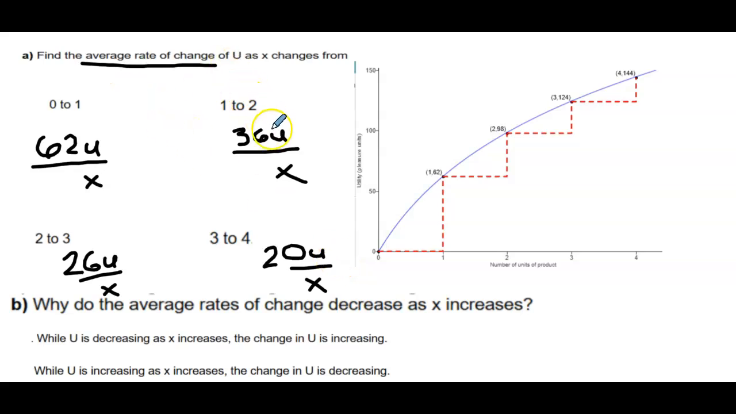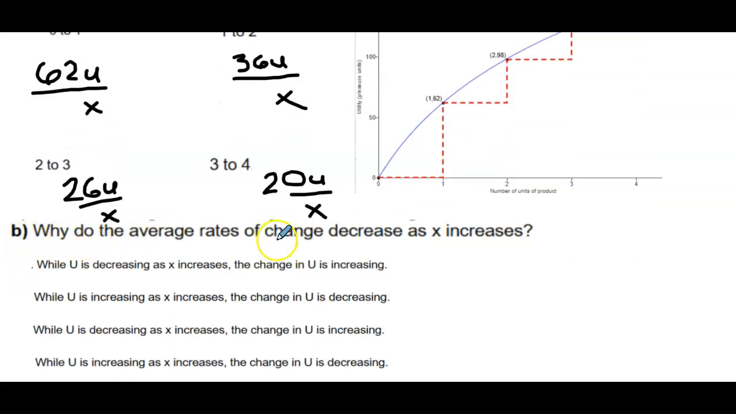So average rate of change, same thing as slope. The context here being this tells us the change in the pleasure units per unit of this product consumed. And you can see that as we go from 0 to 1, 1 to 2, 2 to 3, 3 to 4, it's always positive, so it's always going up.